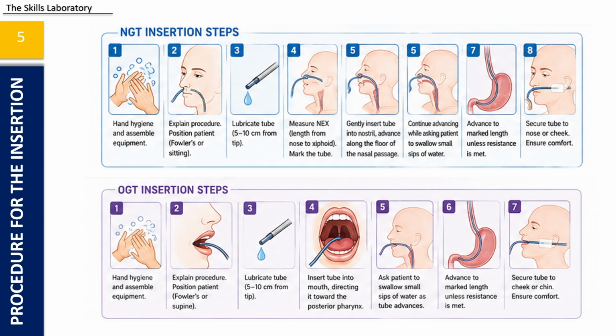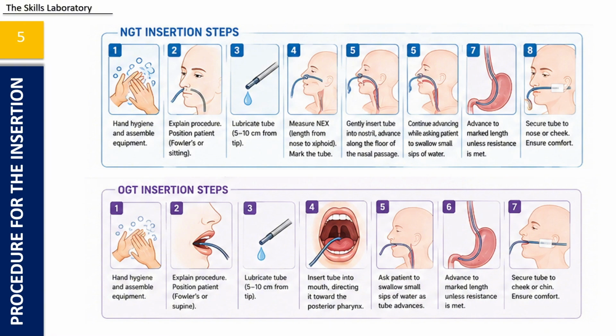So basically, the NGT and OGT are quite different only in the area where you insert the tube. The NGT, from the word nasogastric, you have to insert in the nasal area, in the nose, while the orogastric, you insert in the oral area. The nasogastric tube is usually inserted in adult patients, while in neonates, especially in preterm babies, we use orogastric tube.